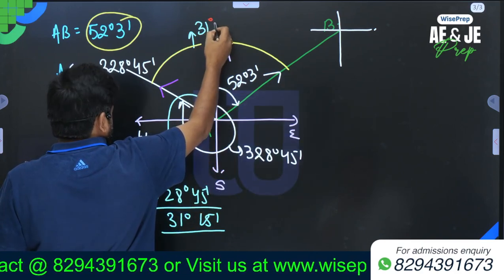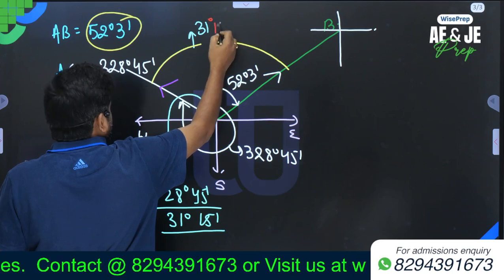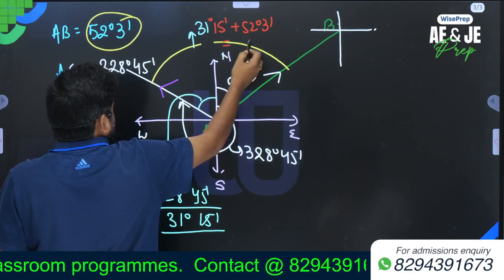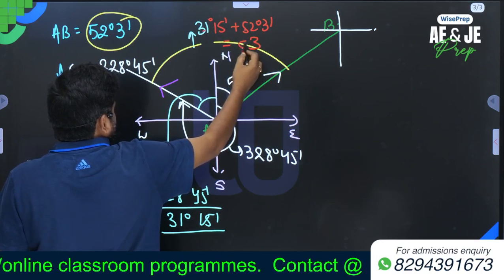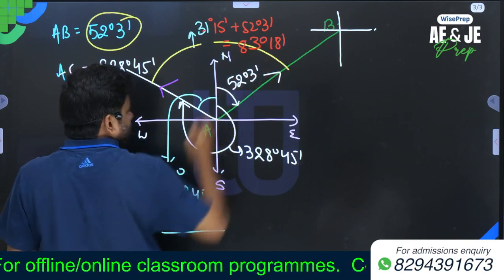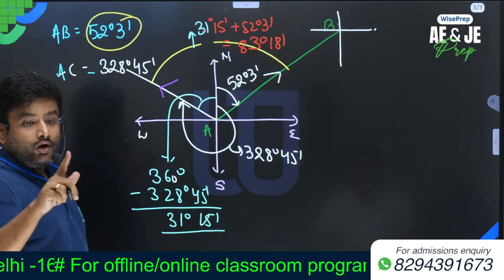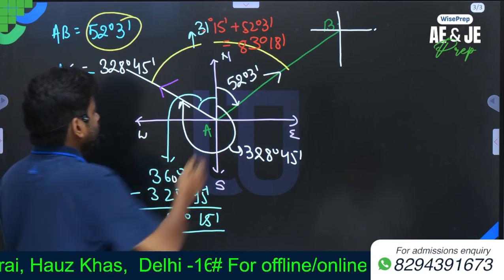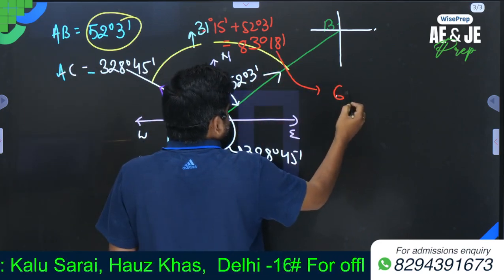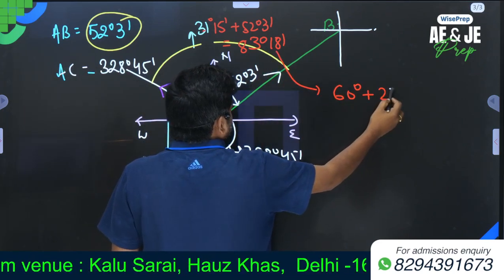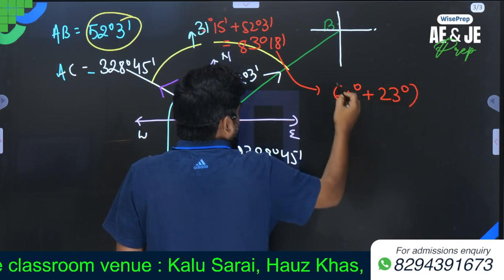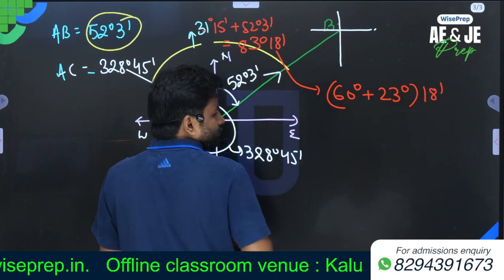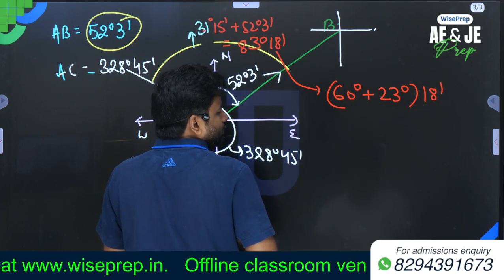31 degree, 15 minute plus 52 degree 3 minute. So 2 at 3, 5, 3, 8, 83 degree 18 minute. But degree cannot be more than 60 degree. All right. So what I can write is 60 degree plus 23 degree 18 minute. Can we write or not? Can we write?